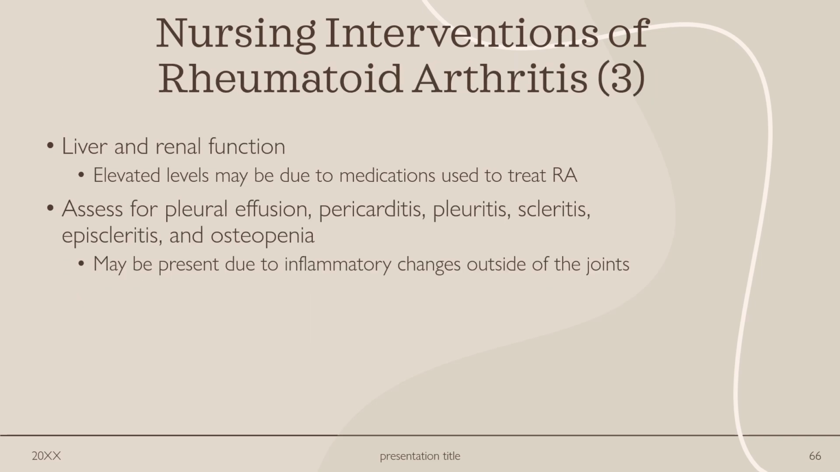So some nursing interventions, we are going to monitor liver and renal function. Elevated levels may be due to medications used to treat RA. We will assess for pleural effusion, pericarditis, pleuritis, scleritis, episcleritis, and osteopenia. These may be present due to the inflammatory changes outside of the joints.